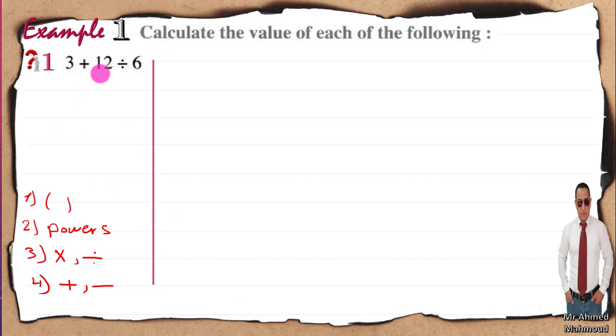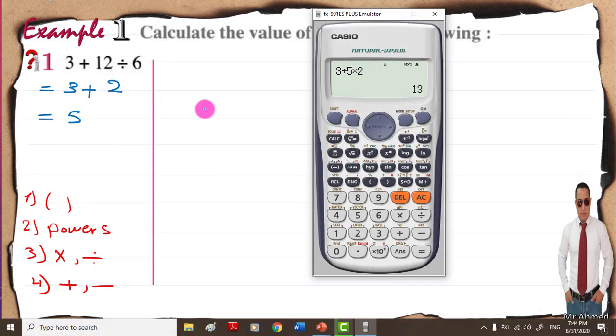Now I don't have brackets and I don't have powers, but I have divide and plus. So I'm going to start with the divide, then the plus. I'm going to write down 3 plus 12 divided by 6 equals 2. And finally 3 plus 2 equals 5. Then you can check by using the calculator. 3 plus 12 divided by 6 equals 5. So this is the correct answer.